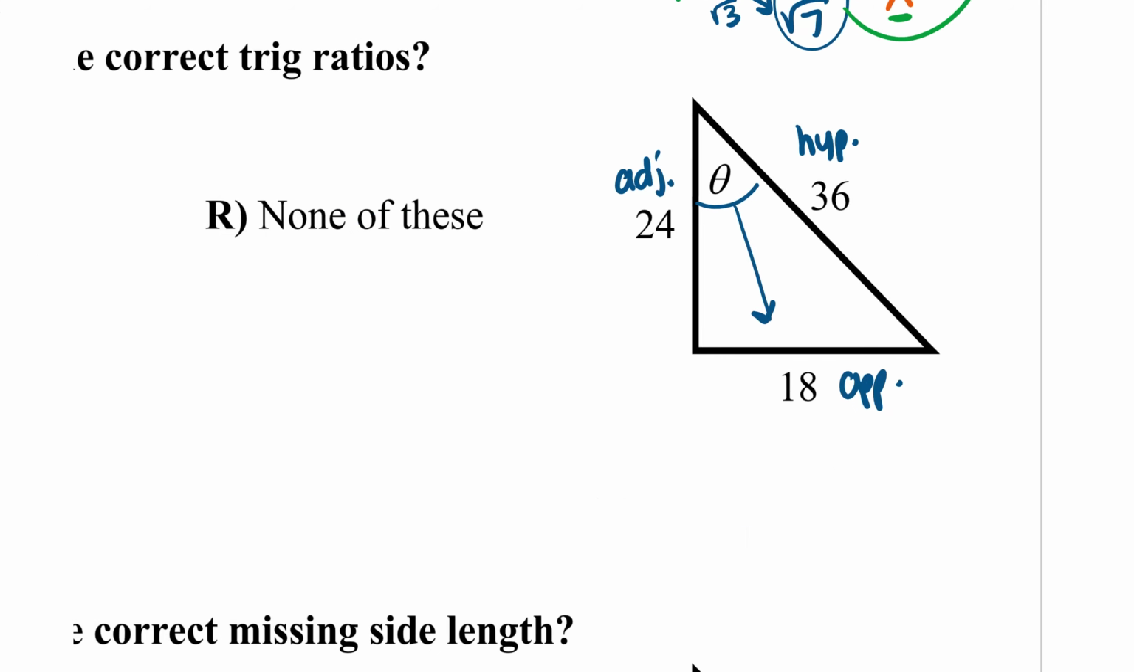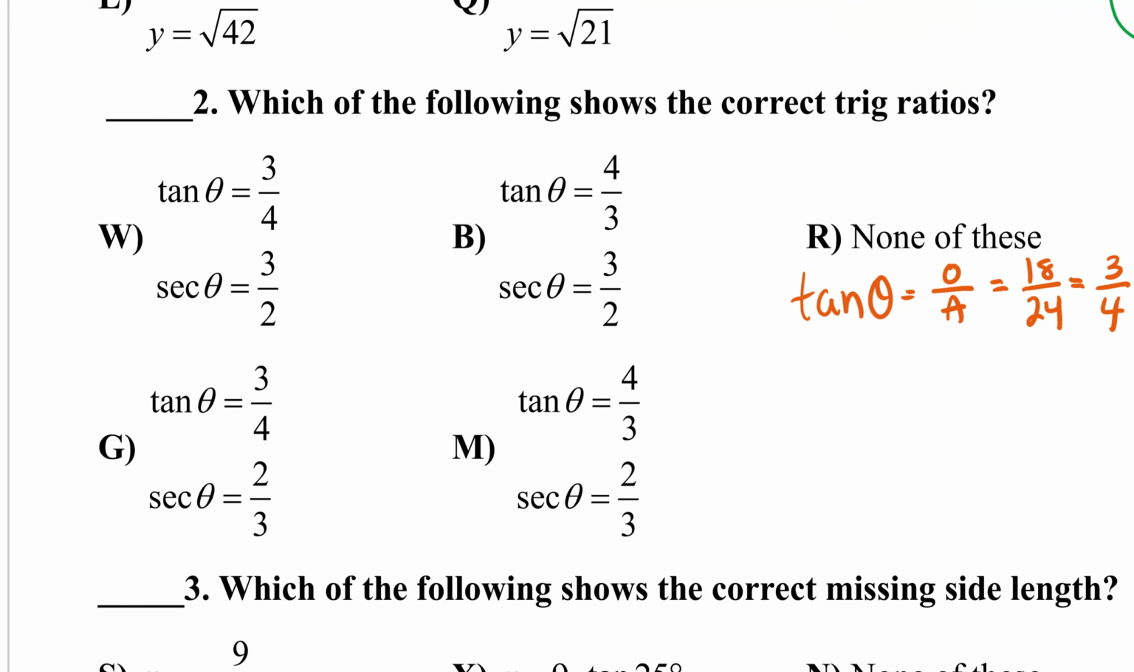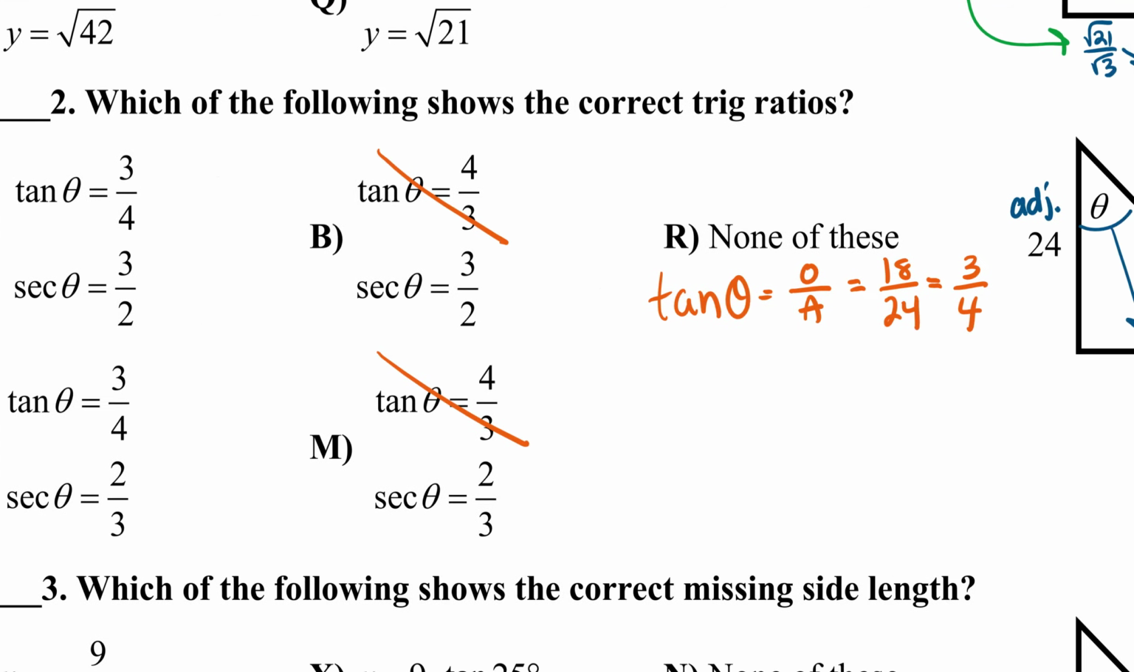Okay, so since I'm only doing tangent and secant, let's do tangent. It is opposite over adjacent. So we have opposite is 18 over adjacent is 24. I can divide both by 6 and get 3 over 4. So tangent should be 3 over 4. I can go through here and find that these two are wrong. So I'm between W and G.